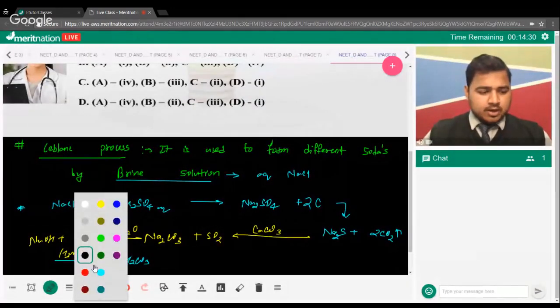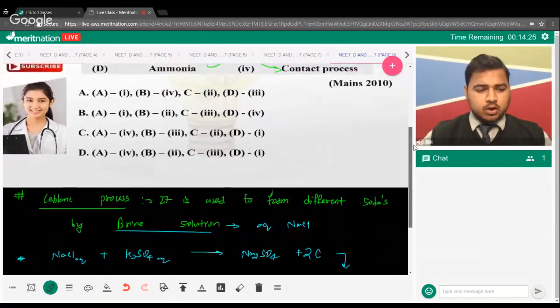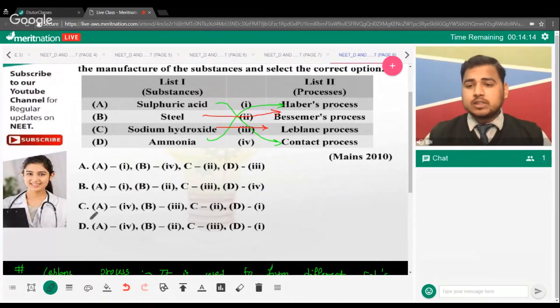So we were talking about these compounds. Let's continue. We were talking about Leblanc process. So what happened, student? This sodium hydroxide from the Leblanc process, and steel will be the Bessemer process. So students, according to this, the correct answer is option D.